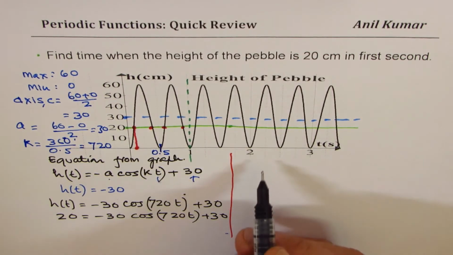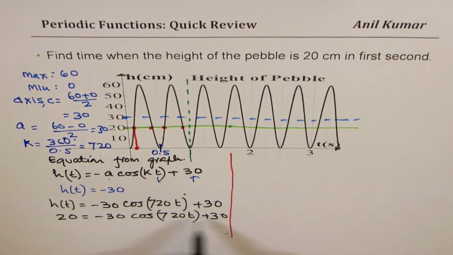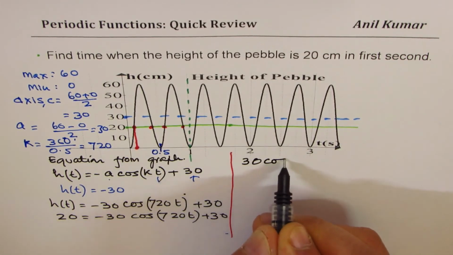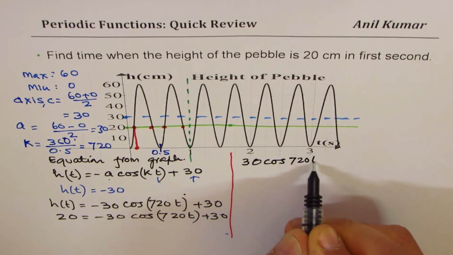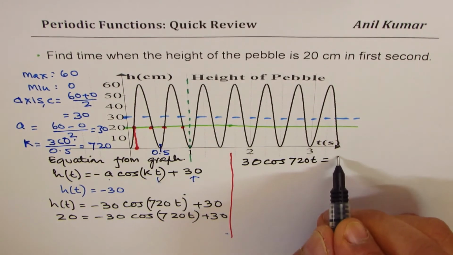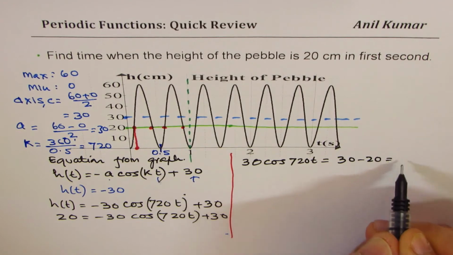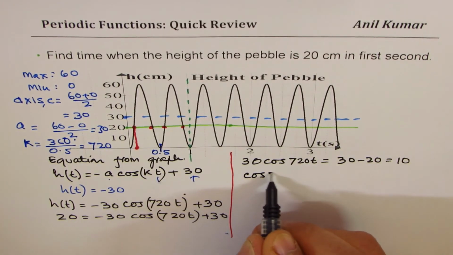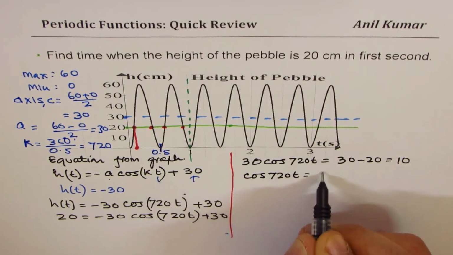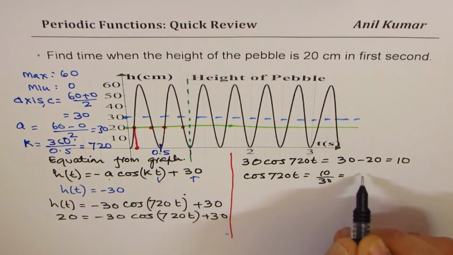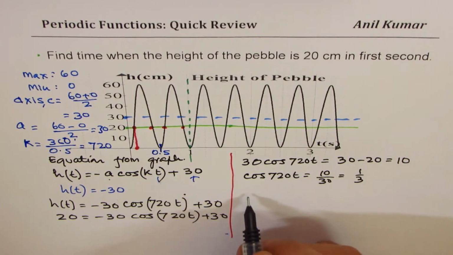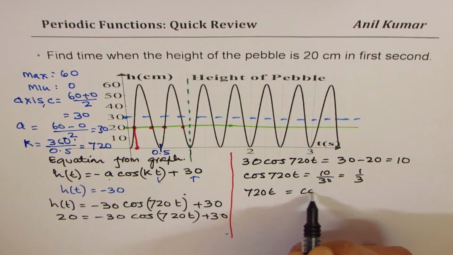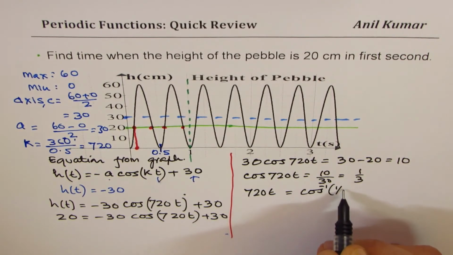Let's take this here. So we'll bring that term here. So we'll say now 30 cos of 720t is actually equals to 30 minus 20, which is 10. So we'll divide by 30. So we get cos of 720t is 10 divided by 30, which is 1 over 3. So we can say that 720t is equals to cos inverse of 1 over 3.